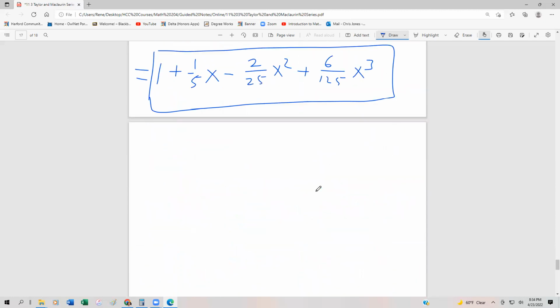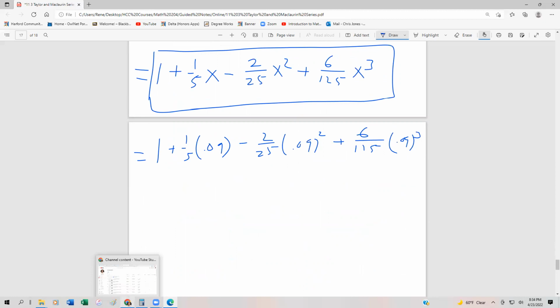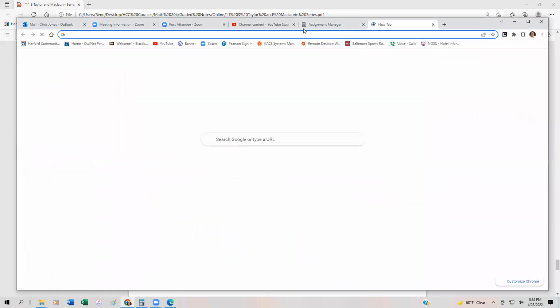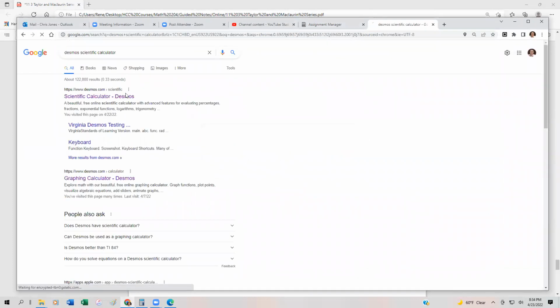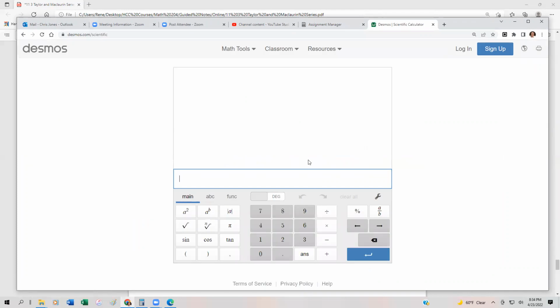Then we can use a calculator to see how close or how far off we were. This is going to be 1 plus 1/5 times 0.09 minus 2/25 times 0.09 squared plus 6/125 times 0.09 cubed. Now to be able to do this, I'm going to use the Desmos scientific calculator, which makes it a little bit easier. So credit to Desmos. So we're going to have 1 plus 1/5 times 0.09, and then minus 2/25 times 0.09 squared.